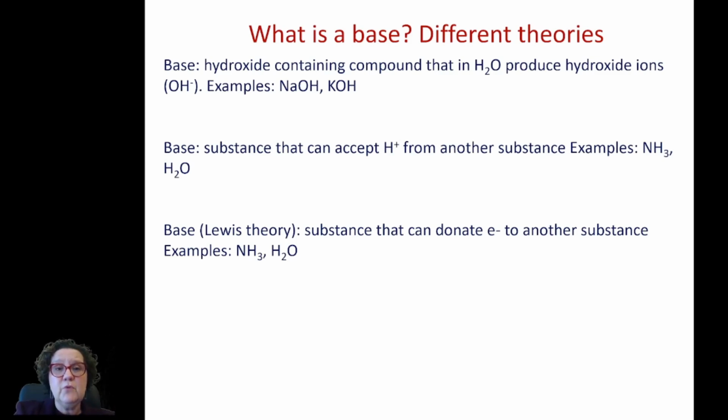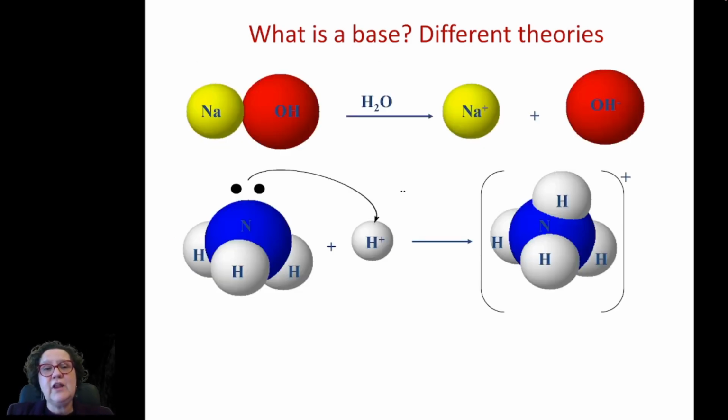For these videos, the most useful definition for us, and the one we typically use in biological systems and in water chemistry, is the Bronsted-Lowry definition. So an acid donates hydrogen ions, a base accepts hydrogen ions. If we look at this slide, there are a couple of examples of bases that would fit the bill in different theories. The first one, sodium hydroxide, would work in the Arrhenius definition.